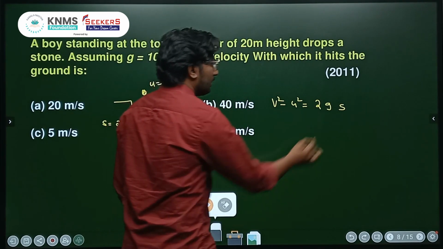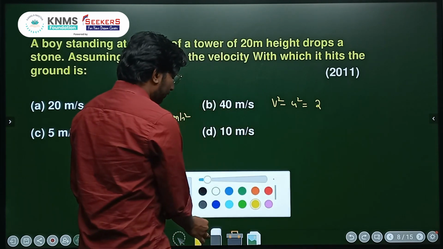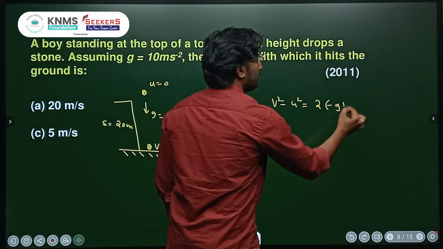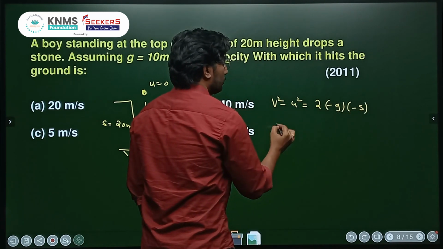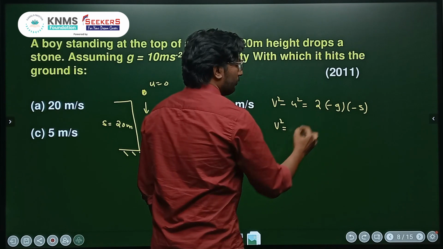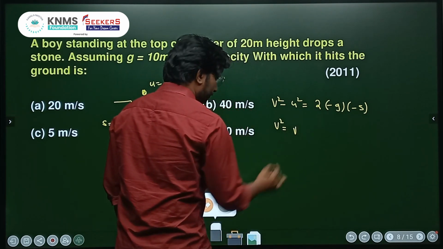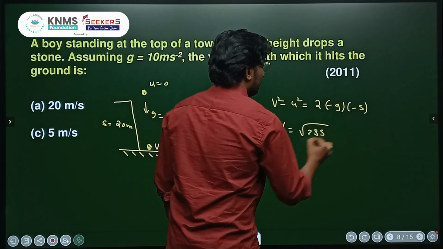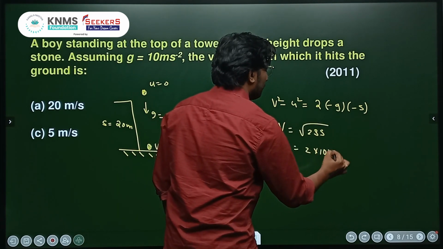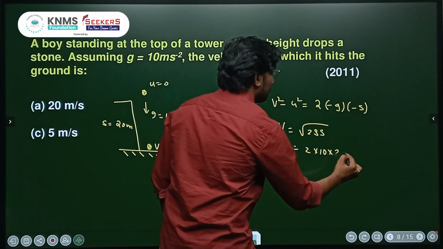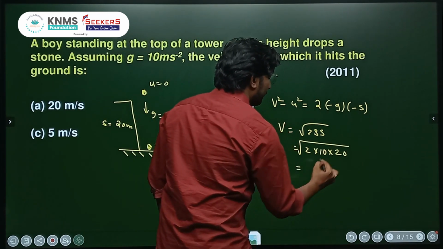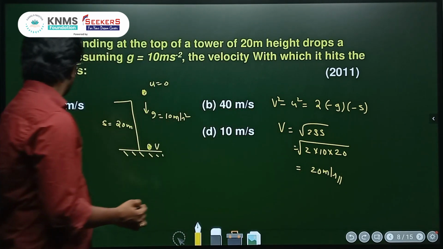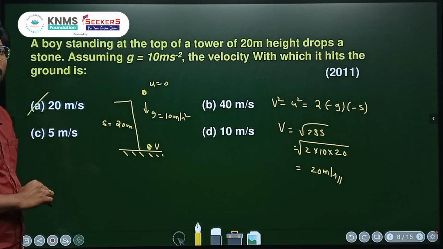If you have to write the sign convention properly, then better you take everything going downwards as negative. That means 2 into minus g into minus s. So v square is what you need. Direct equation, if you can see, v will be equal to root 2gs. So 2 into 10 into the height, which is 20 meters. That will be 400, root 400, which will be 20 meter per second is the answer. So option A is the correct answer for us.